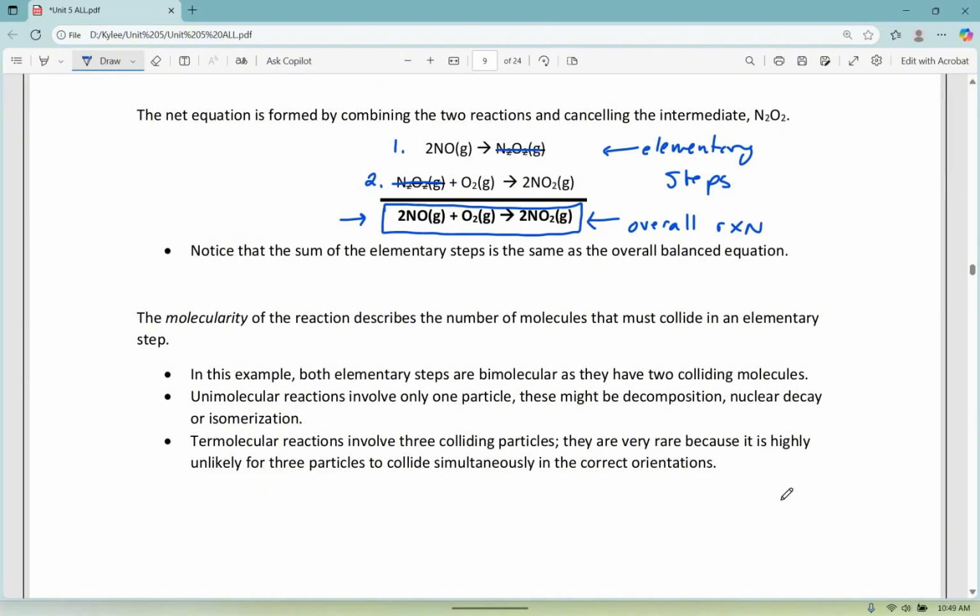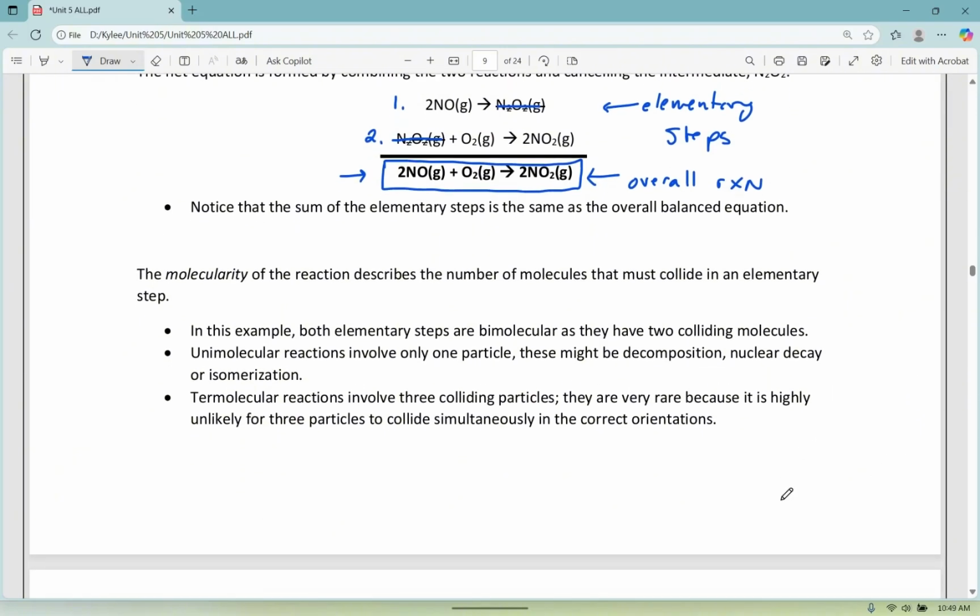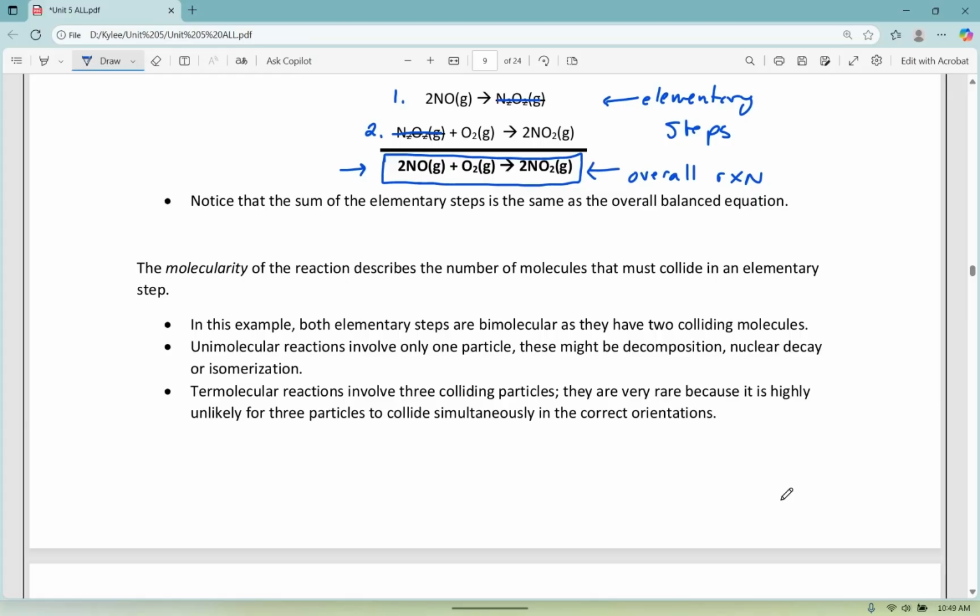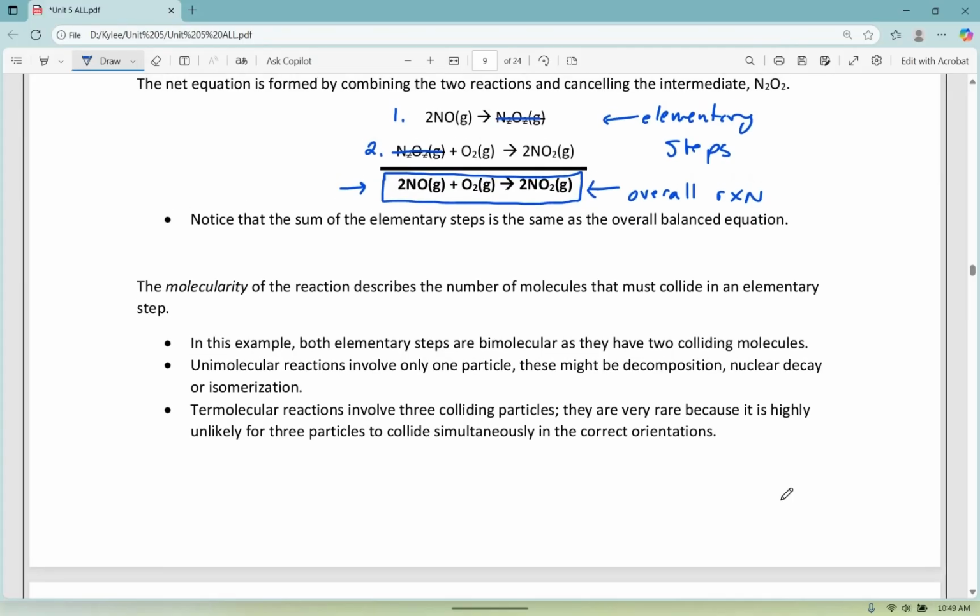Molecularity is a vocabulary term that describes the number of molecules that must collide in an elementary step. So in each of the elementary steps that we looked at, they would be considered bimolecular because they have two things colliding. In a decomposition reaction, that might be unimolecular because there's only one particle. And that might also include a nuclear decay. Termolecular is three colliding particles.